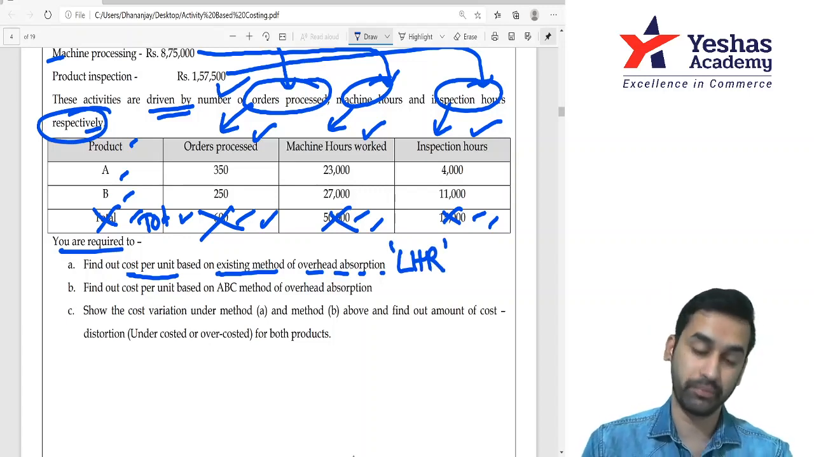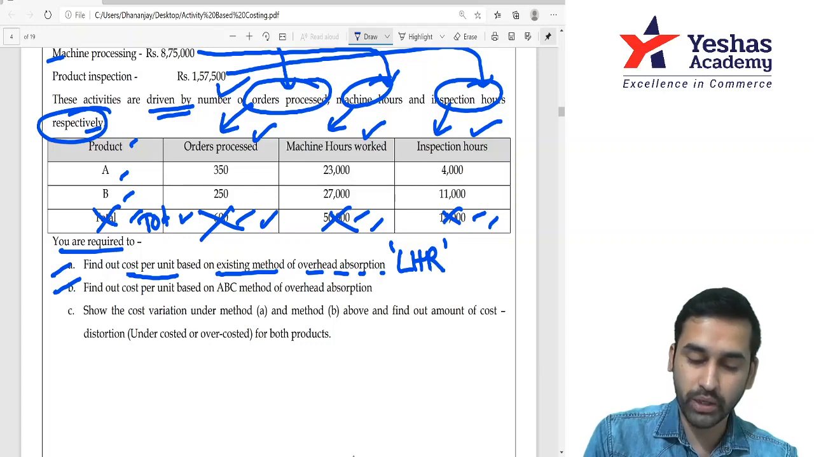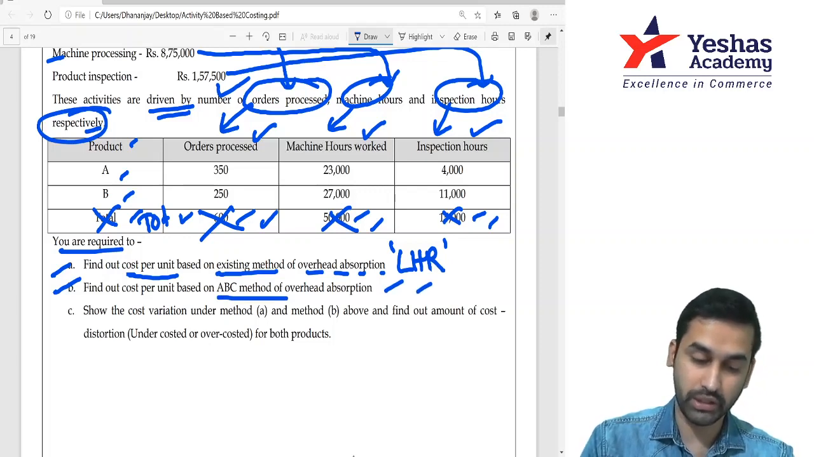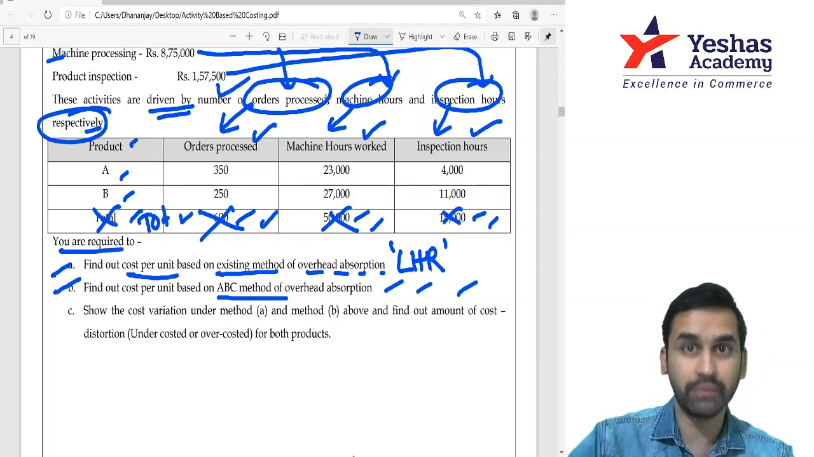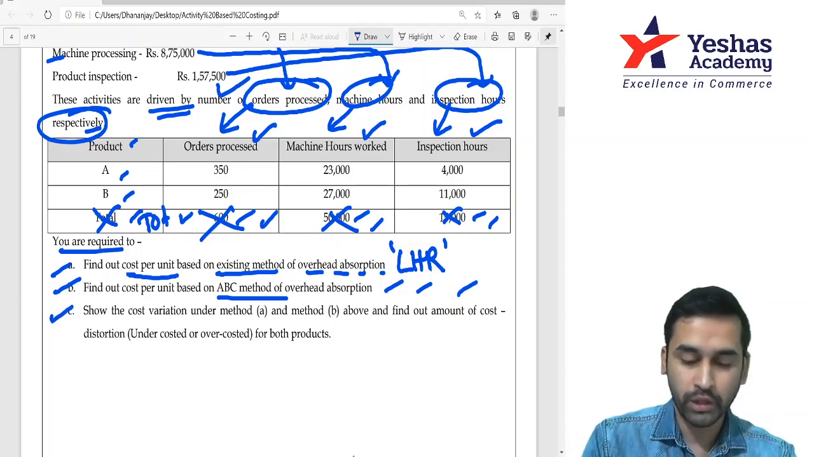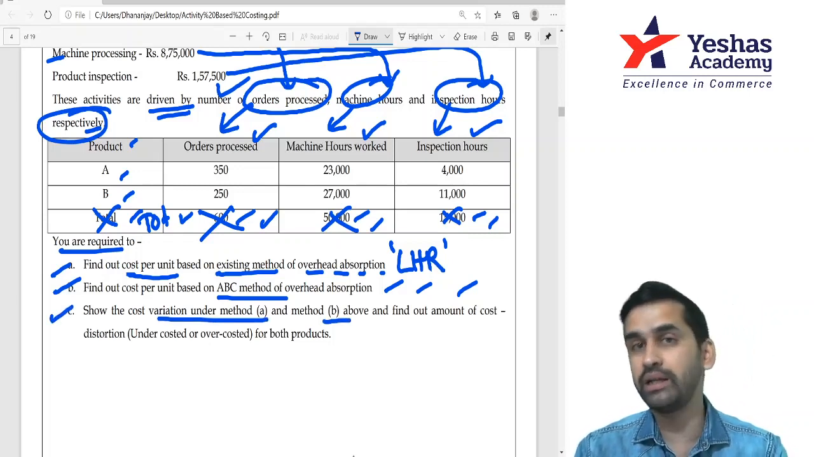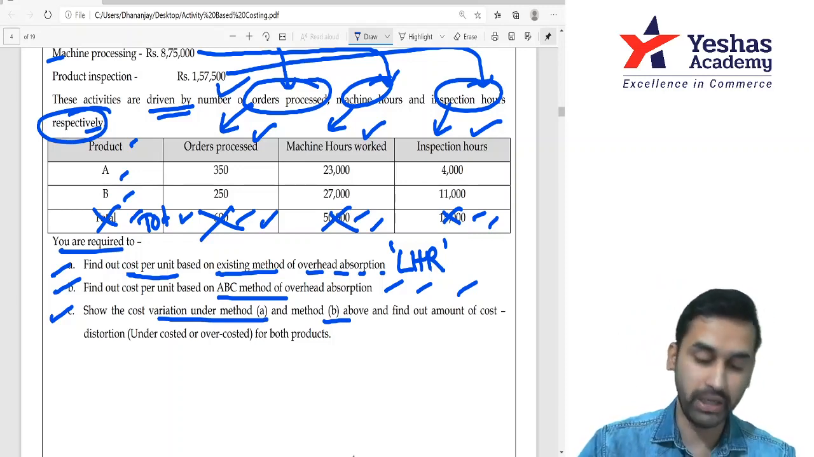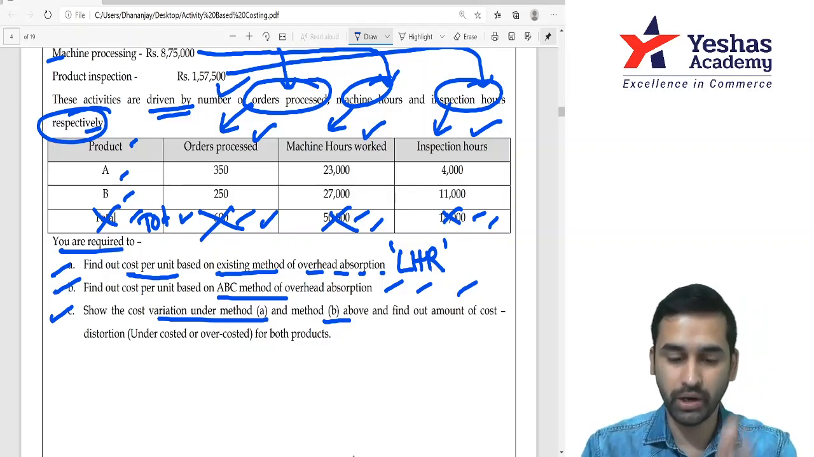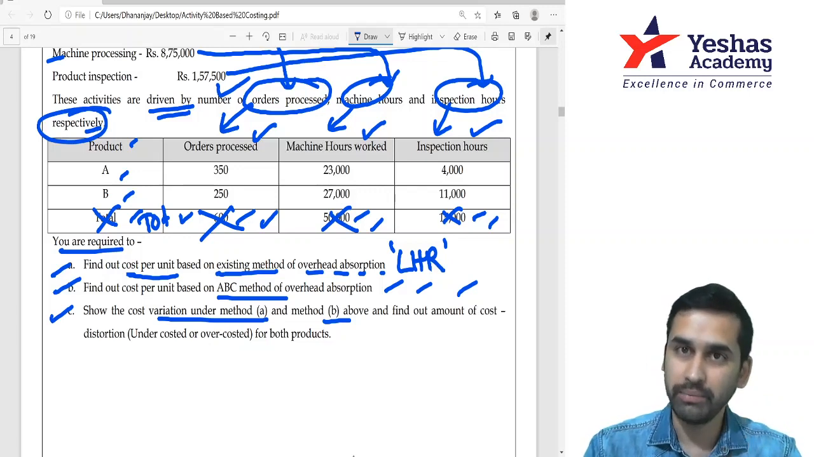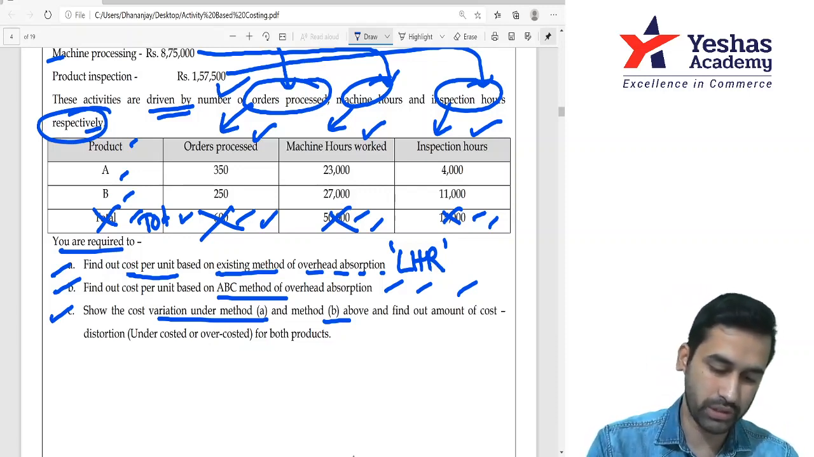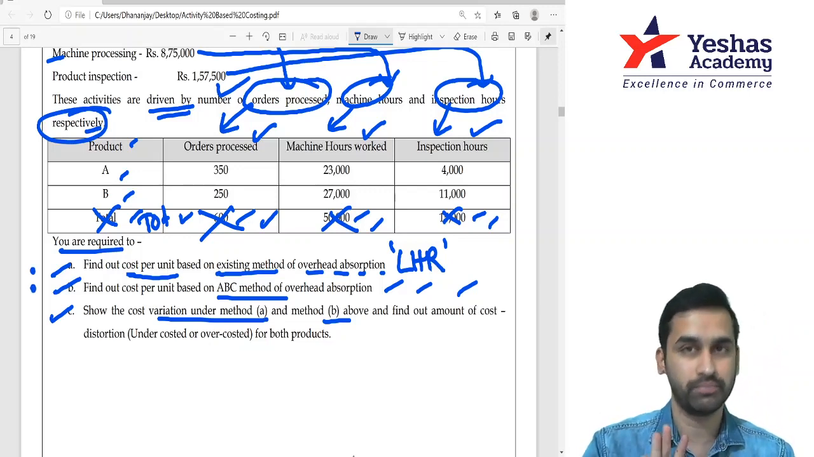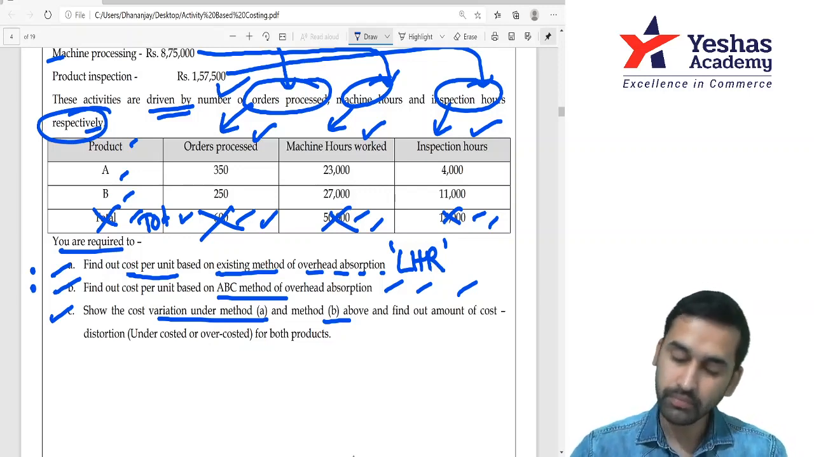This is your overhead chapter. Then find out the cost per unit using ABC. For that you will do working note. In that you will calculate per order, per machine, per inspection, all that the same way that we did previous two questions. Correct. And also show the cost variation under method A and method B. That will come later. Once you get the answer for sub question A, sub question B, then you will put in a table particulars product A and B under LHR, under ABC, the difference you can show. So this third sub question is very easy. If you do 1 and 2, third will be just putting both the numbers and doing plus and minus. Clear? Okay.